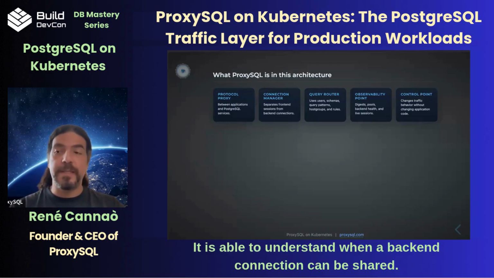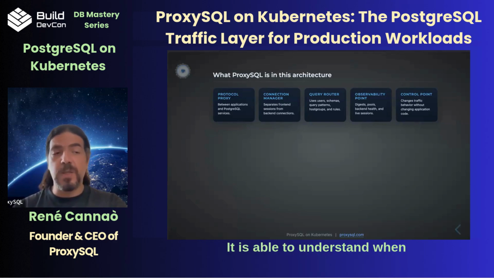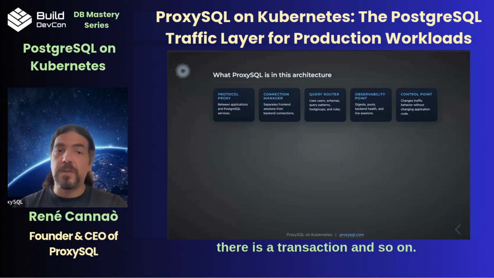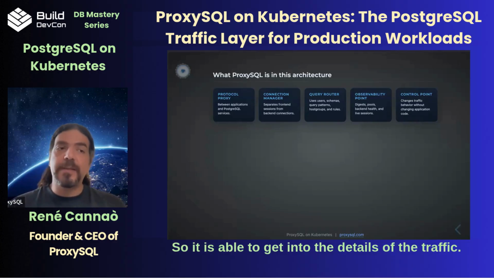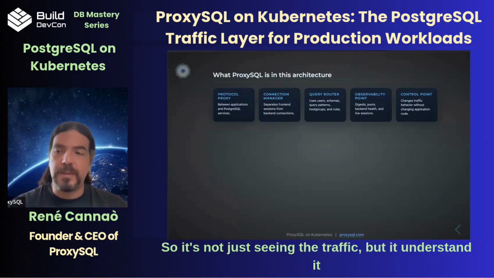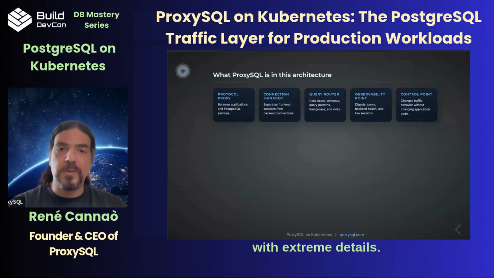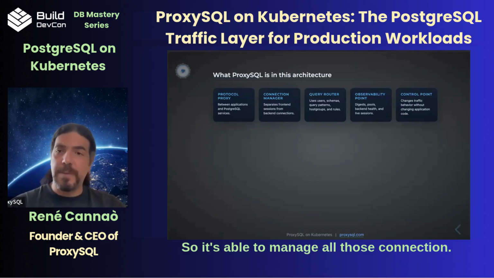It is able to understand when a backend connection can be shared. It is able to understand when there is a transaction, and so on. So it is able to get into the details of the traffic. So it's not just seeing the traffic, but it understands it with extreme detail. So it's able to manage all those connections.